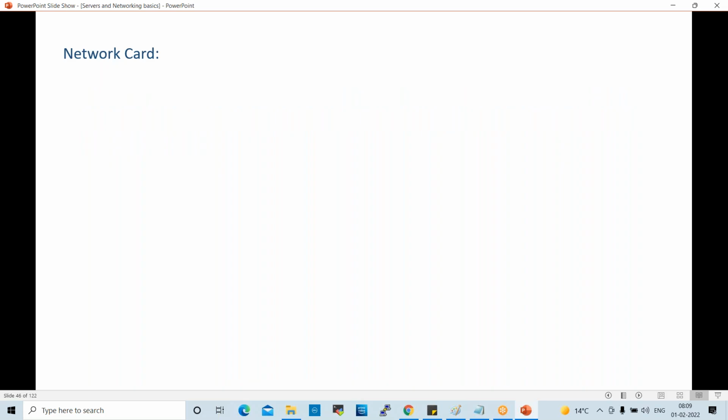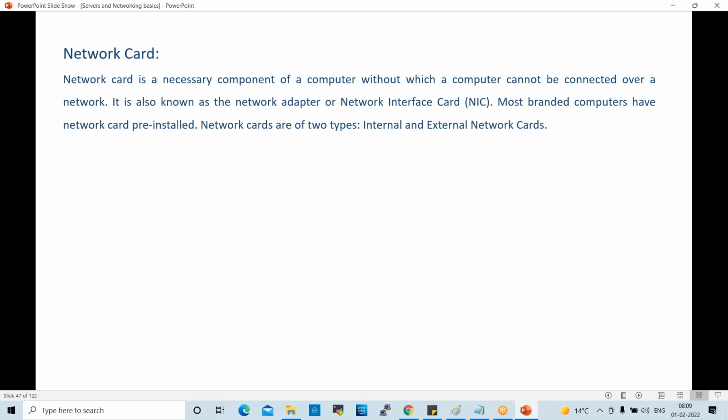Network cards, different cards are there, internal cards, external cards, right? What is a network card? A network card is a necessary component of a computer without which a computer cannot be connected over a network. It is also known as the network adapter or network interface card, NIC. Most branded computers have the network card pre-installed on the motherboard, right?